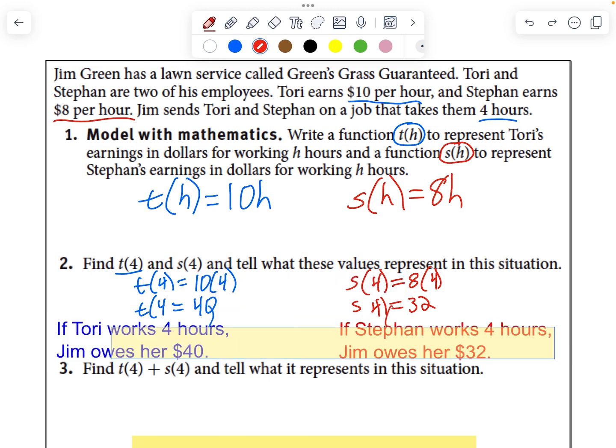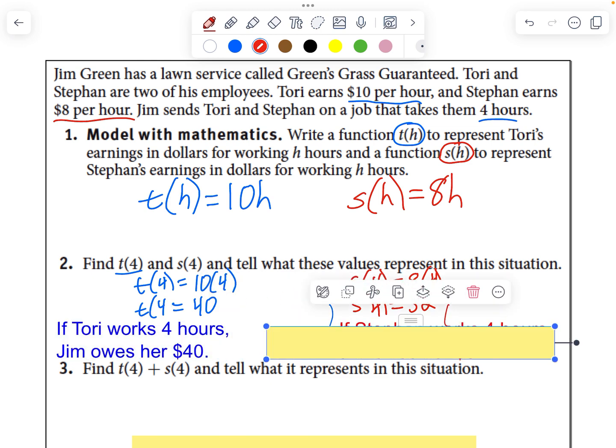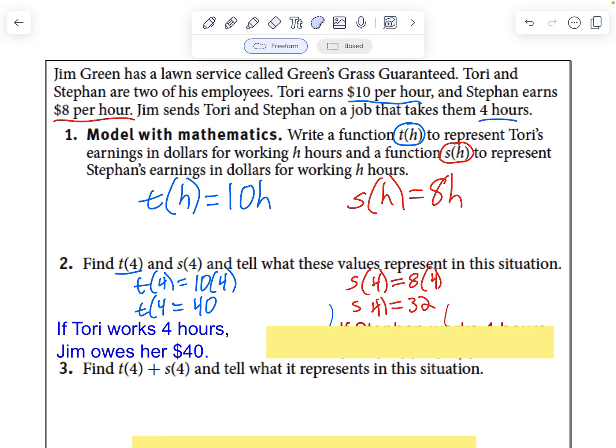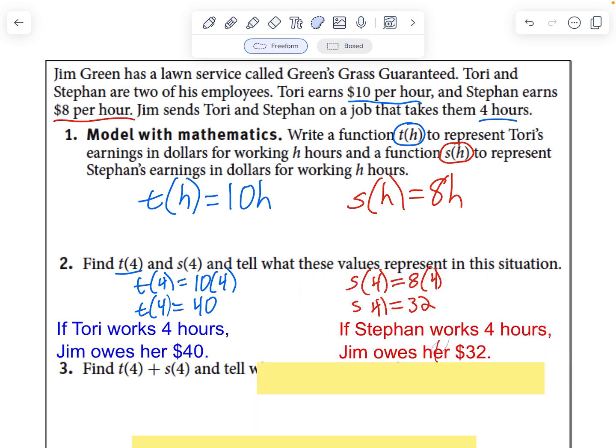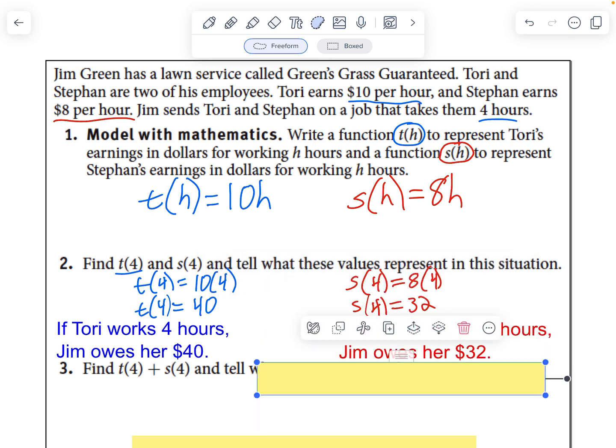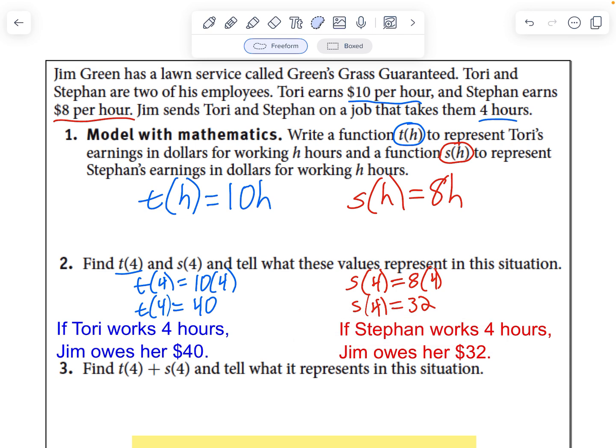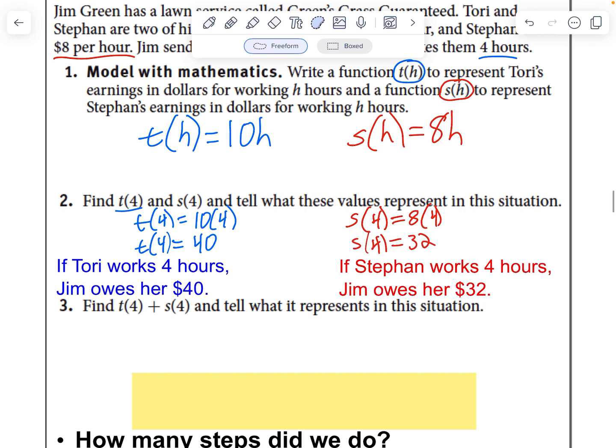Okay? So if I put some words to this, it'd be this. When Tori works 4 hours, Jim owes her $40. Right? Lost my parentheses there. Okay? Then in the red here, this would stand for if Stefan works 4 hours, Jim owes him $32. All right, so we got the two inputs and outputs. 4 hours is the input, and the money is the output. 4 hours is the input, and $32 is the output. So again, just keeping track of what those variables stand for is the skill we're working on today.